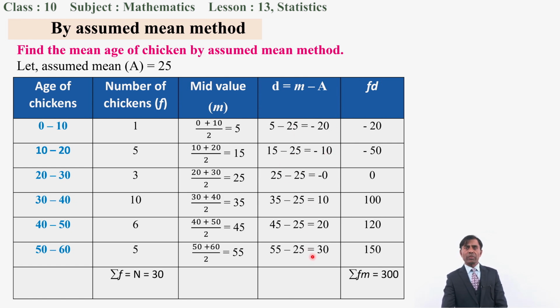Similarly, let's find D for each class interval. After that, this obtained D column is multiplied with the corresponding frequency. So minus 20 multiplied with 1, or 1 multiplied with minus 20, this is minus 20. FD means F times D, right? Similarly, 5 multiplied by minus 10 is minus 50. 3 multiplied with 0 is 0. And so on. Summation of F is N equal to 30, and summation of FD, sorry, here it should be FD, not FM, is equal to 300.